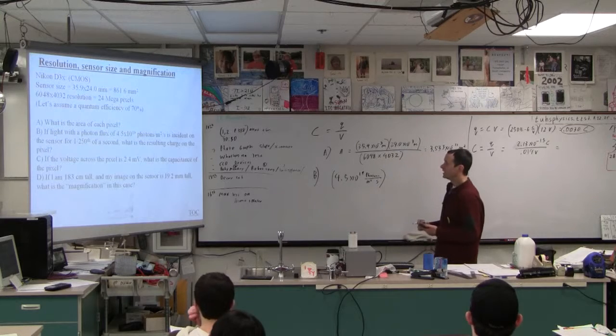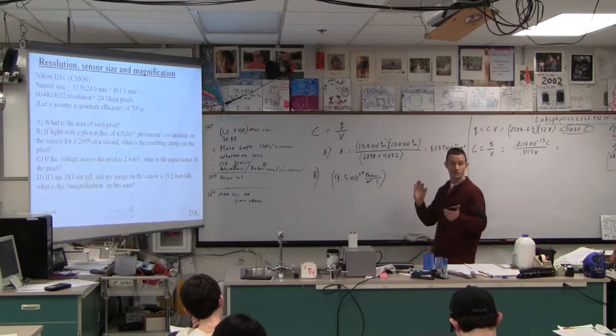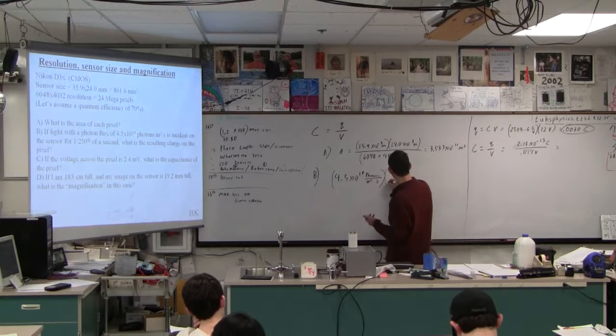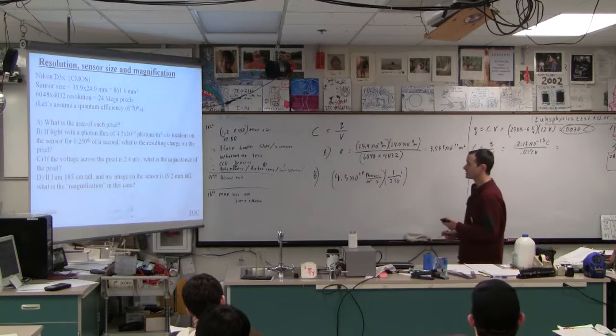That is incident on the sensor for 1/250th of a second. So that's our shutter speed. So we're going to multiply by 1/250th of a second, and that'll cancel out seconds.